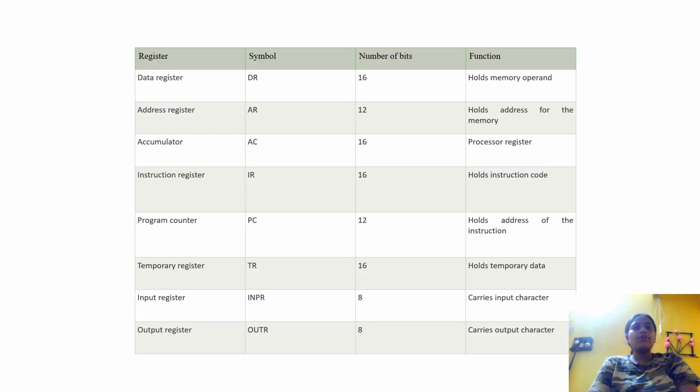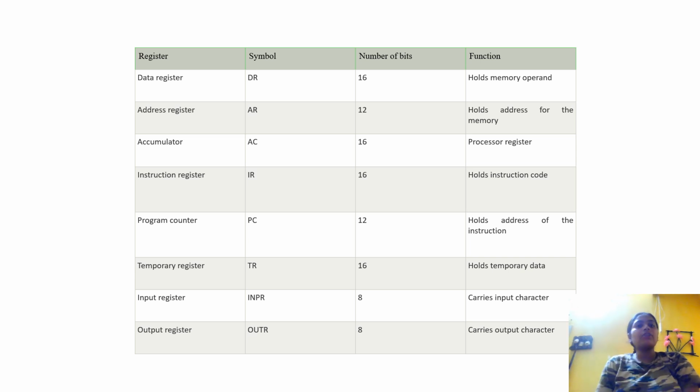Here let's see a few registers, their symbols, number of bits, and their functions. First, coming to the data register, it is represented as DR. It has 16 bits. It holds the memory operand. Next comes the address register. Its symbol is AR. It has 12 bits and holds the address for the memory. Coming to the accumulator, its symbol is AC. It has 16 bits. Its function is as a processor register.